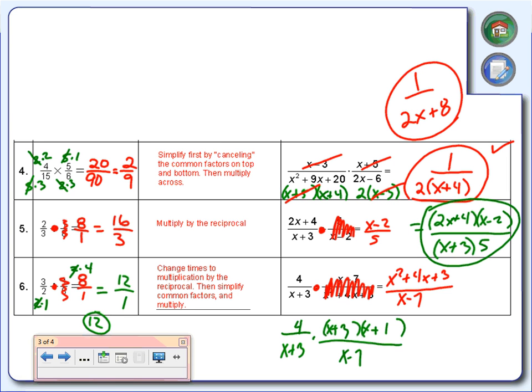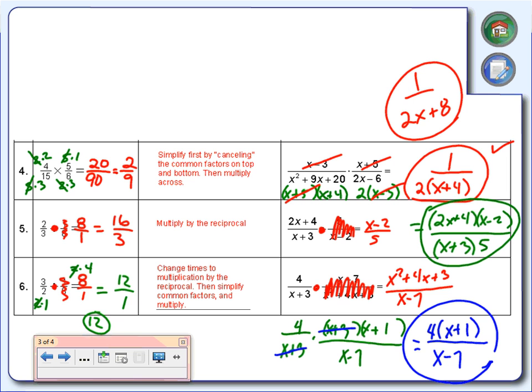Now I can go through here and see if there's anything that will cancel out. Do y'all see any common factors that will cancel out here? X plus 3. This one and this one right here cancel each other out. Which means I have what for the numerator left over? I've got a 4 and an x plus 1. And for my denominator, what do I have? X minus 7. So this is how we're going to write our answer.